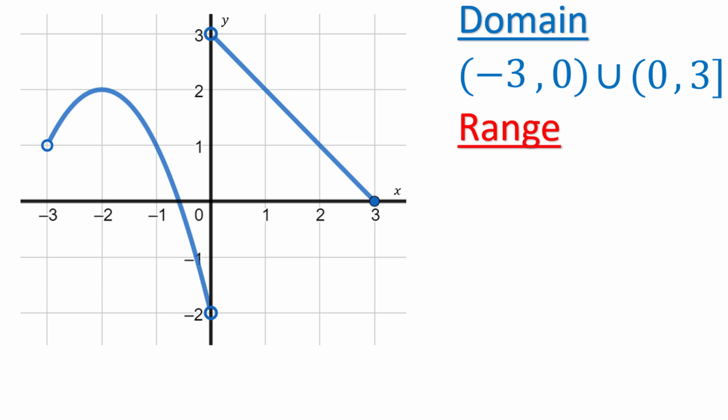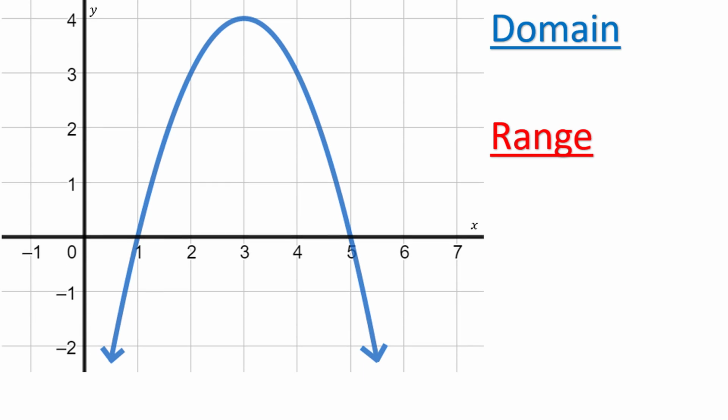The range is a bit simpler. The y values range from y is equal to -2 all the way up to y is equal to 3. But neither -2 nor 3 are included in the range, as we have open circles. So the range is open parentheses -2, 3, close parentheses.